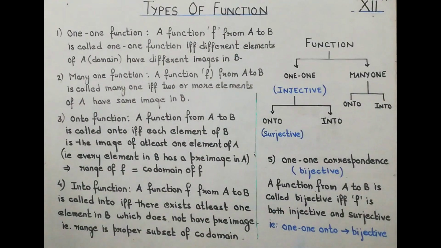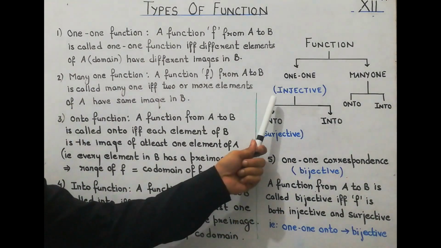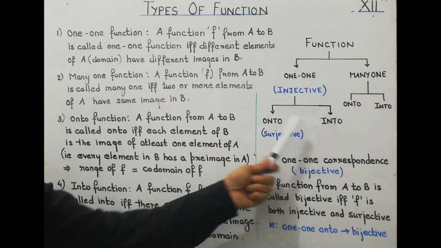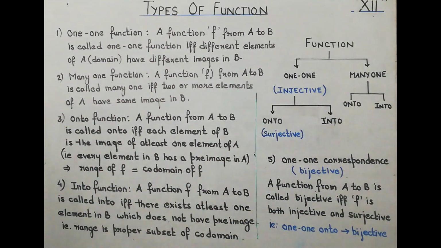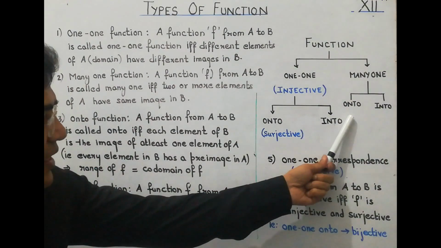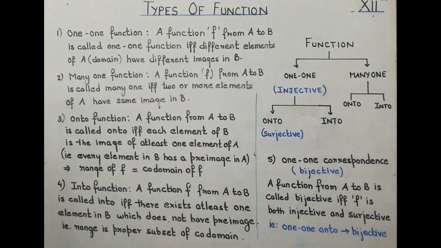One-one is called injective. Then one-one can be further classified into onto. The onto part is known as surjective. Similarly, many-one can also be classified as onto and into. So remember, a function can be classified as one-one, many-one, as well as further classified as onto and into. One-one is known as injective and onto is known as surjective.